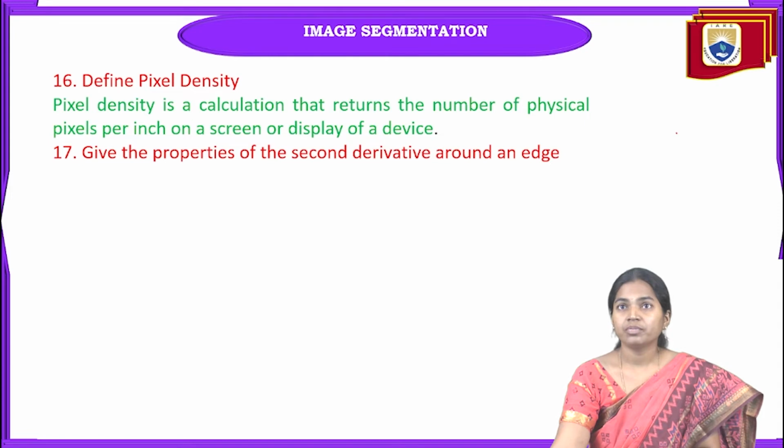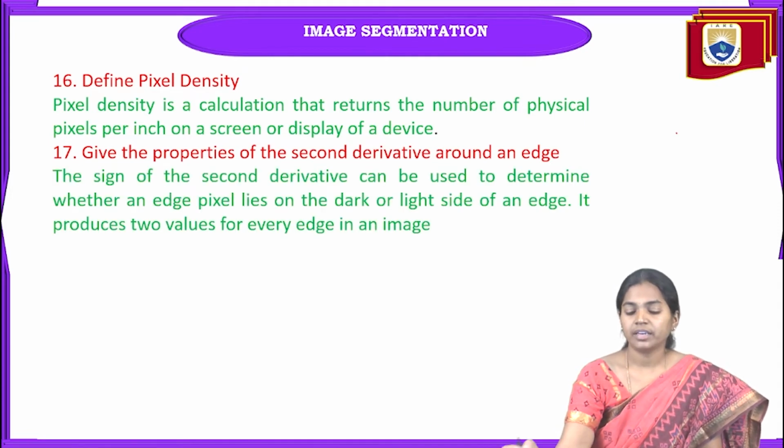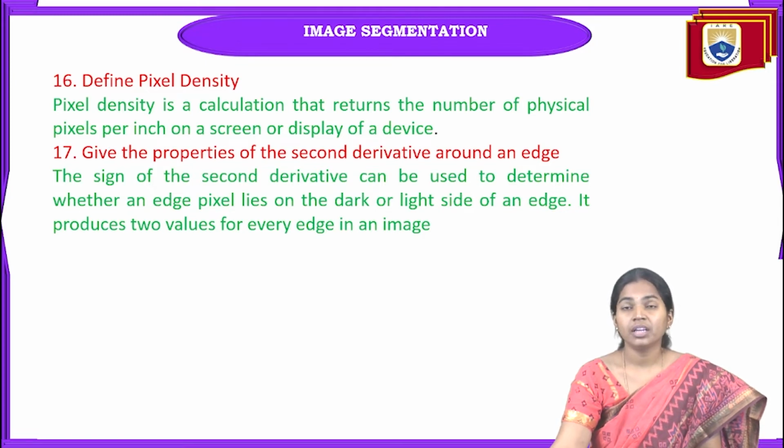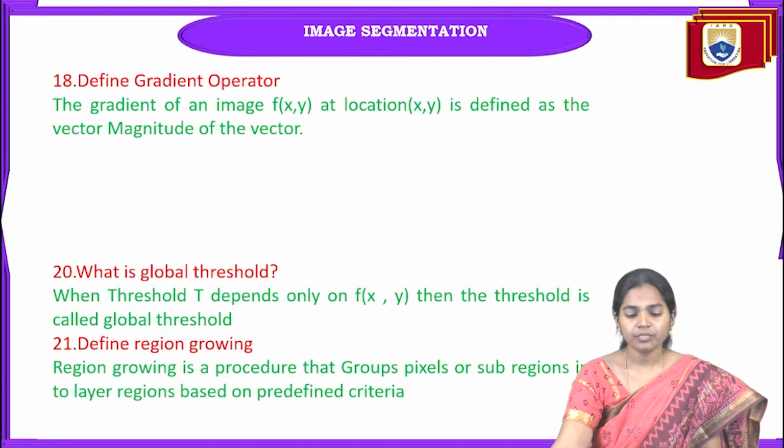Give the properties of the second derivative around an edge. The sign of the second derivative can be used to determine whether an edge pixel lies on the dark or light side of an edge. So it produces two values for every edge in an image.